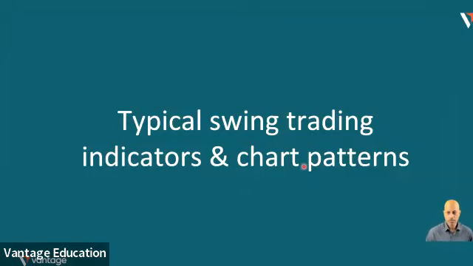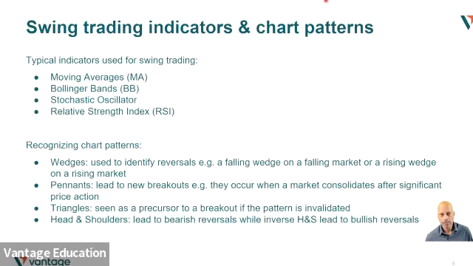All right. Okay. So now we'll look at some of the typical swing trading indicators and chart patterns as well. Some of the typical indicators that can be used for swing trading would be your moving averages, right? So this would be your 10-day moving average, 20-day, 50, 100, 200. You can also use the golden cross and the death cross when it comes to moving averages. And then you can also use Bollinger Bands, right?